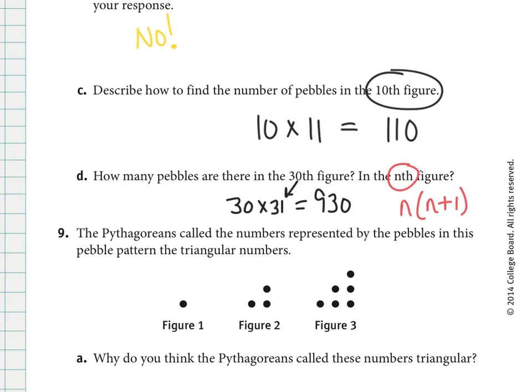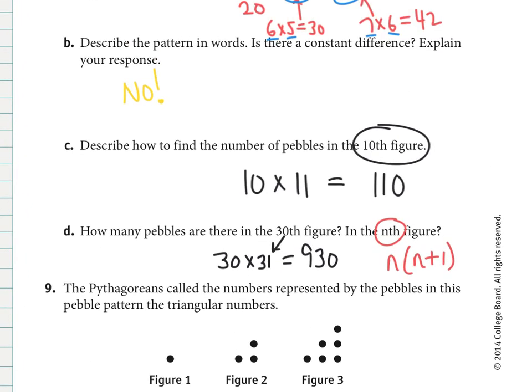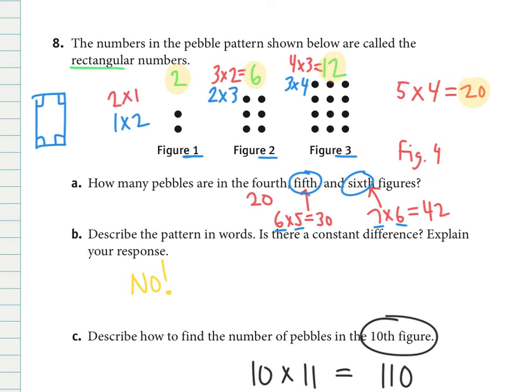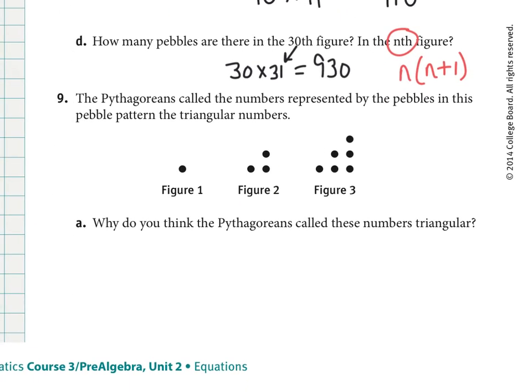All right, number 9, and one more little pattern I think they're going to show us in here. The Pythagoreans called the numbers represented by the pebbles in this pebble pattern the triangular numbers. So why do you think this is triangular? Look at the shape. We started out in the very first example with square numbers. Then we got to these rectangular patterns in number 8. And now we have these triangular numbers, so they're forming a triangle when we're forming the figures in a diagram.